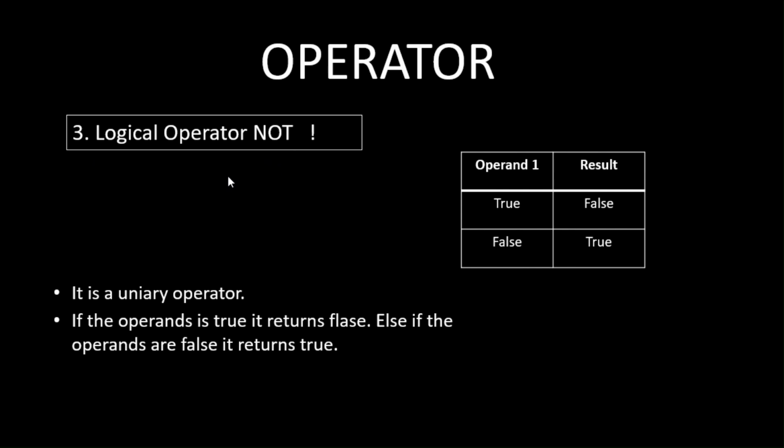Next one is the NOT operator. The NOT operator is a unary operator, meaning it has only one operand. So if the operand is true, it returns false. Else, if the operand is false, it returns true. Meaning it's the opposite of that. Operand true returns false, and false returns true.